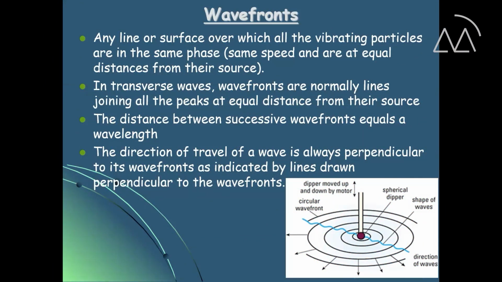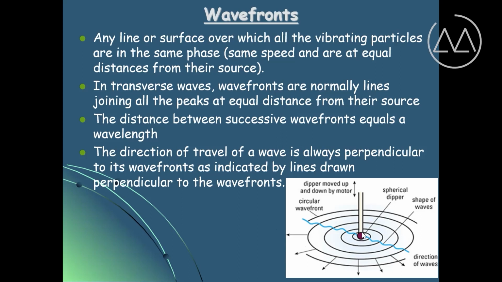Now, let's talk about wavefronts. Look at this picture. We have a spherical dipper here working as a source of waves, which is moving up and down by a motor, which produces concentric circles. All these circles are called wavefronts. And here, the blue transverse waves show the shape of waves, and these lines indicate the direction of waves.